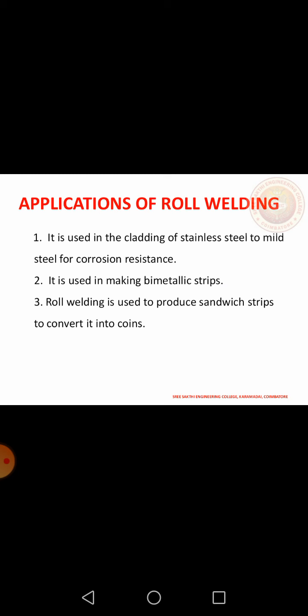The main objectives of roll welding are to decrease the thickness of the metal and increase the length of the metal.